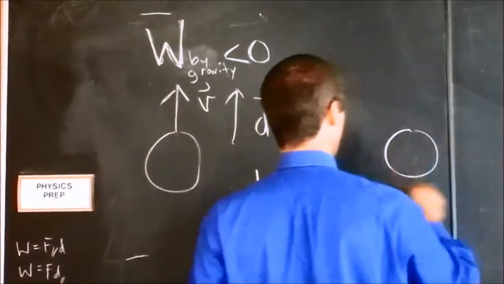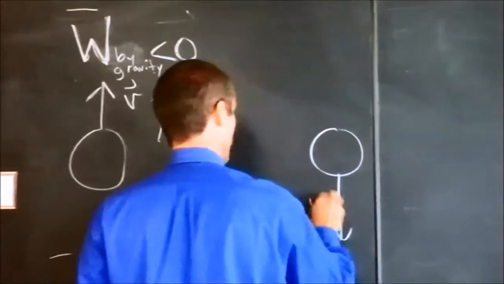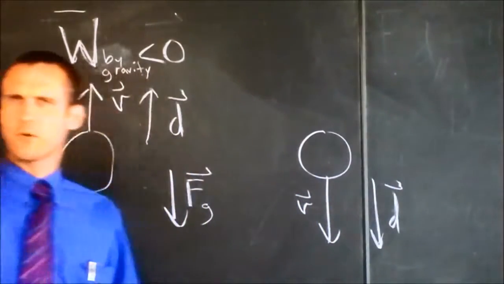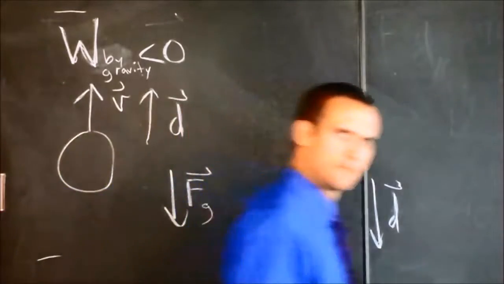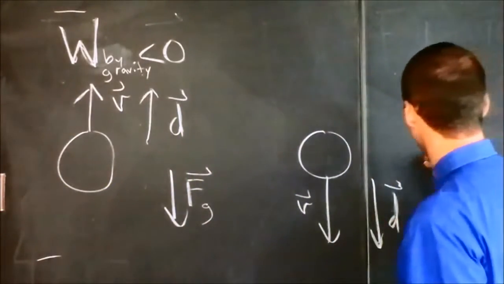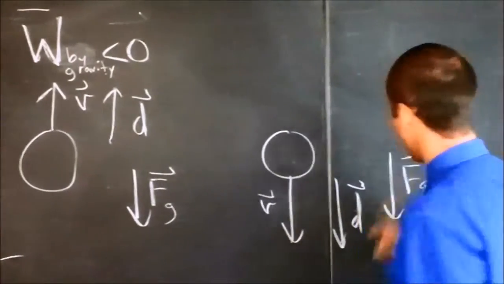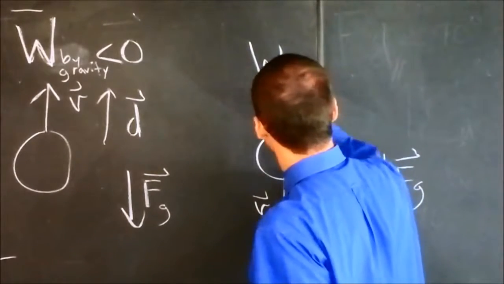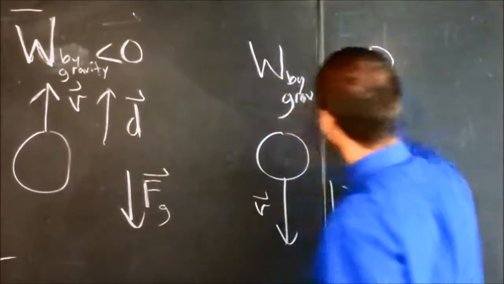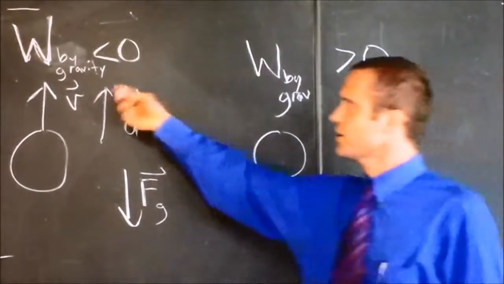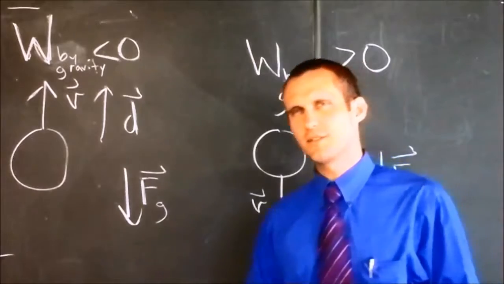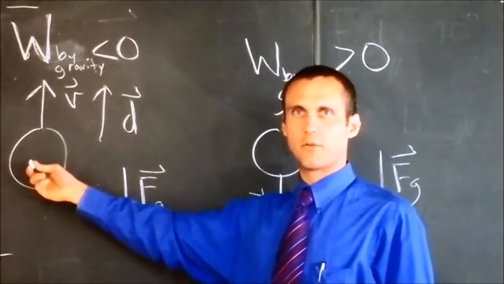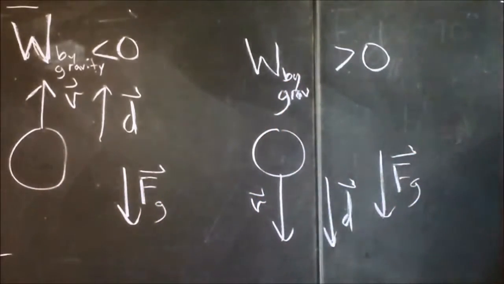As the bowling ball falls, we have exactly the opposite situation. We've got velocity that's downward. We've got a distance vector that points downward. And which way is the force on the bowling ball as it goes downward? It's also downward. So now the force and the distance are parallel. So the work by gravity is greater than 0. So gravity is increasing some kind of energy of the bowling ball over here and decreasing some kind of energy of the bowling ball right here. And I know that you know in your head which kind is which.